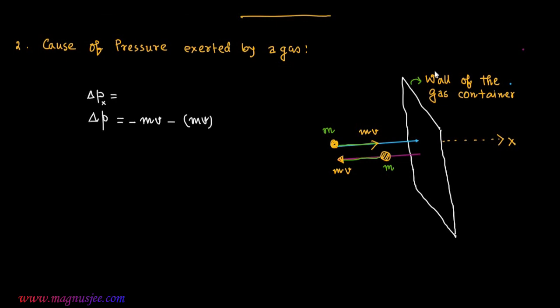That means change in linear momentum of this gas molecule along x-axis will be Pf minus Pi, where Pf is the final linear momentum along negative x-axis, that is Pf equal to minus mv, and Pi is the initial linear momentum which is equal to mv. Therefore, delta Px will be minus 2mv.